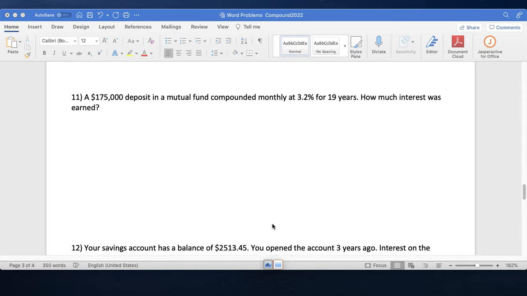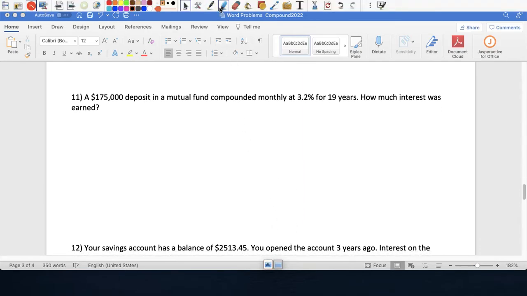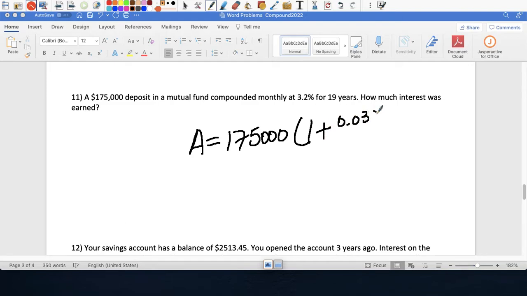Oh, again, another interest question. Who makes these questions? What do I have? Compounded monthly, for how much interest was earned. Alright, so A, let's find the amount of money in the bank. So I put 175,000. The rate is 0.032, compounded monthly, divided by 12.